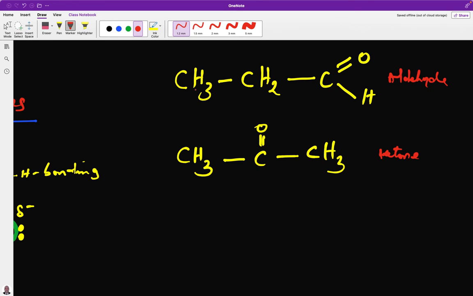This is propanol, and this is propanone. All of them have the same molecular mass, and the molecular formula is C3H6O. All of them have the same molecular formula but different structural formulae. They are all isomers. Propanol is an isomer of propanone, and propanone is also an isomer of propanol. We expect these two compounds to have the same boiling point and the same melting point, but that is not the case.